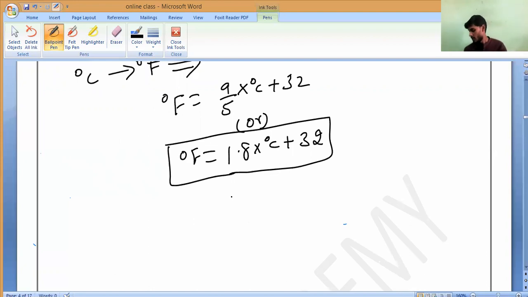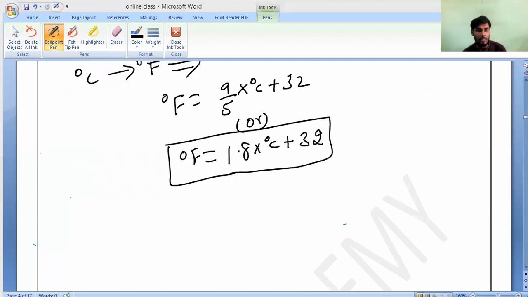Now, shall we go for reverse checking? Next, Fahrenheit to degree Celsius. Shall we do it or not?